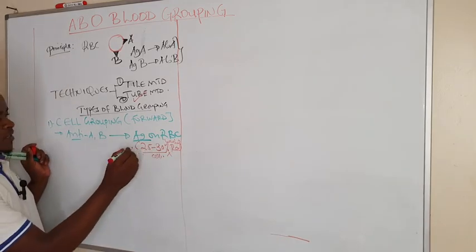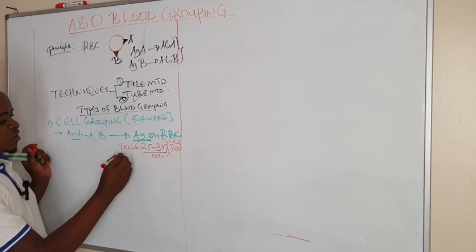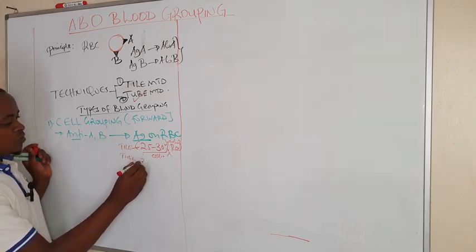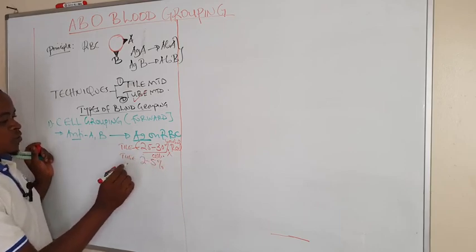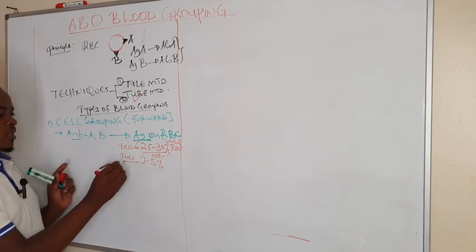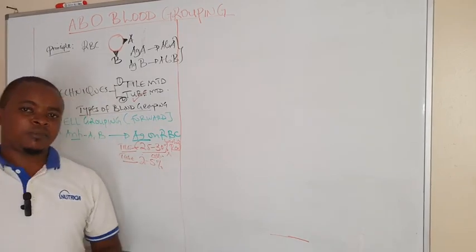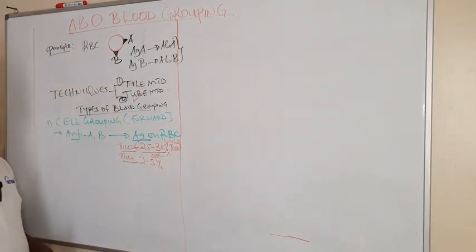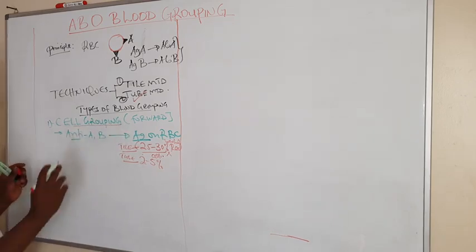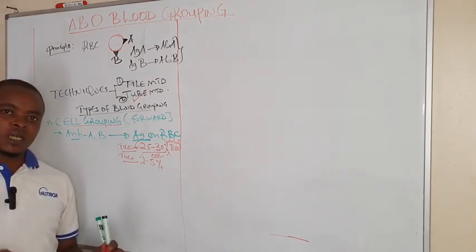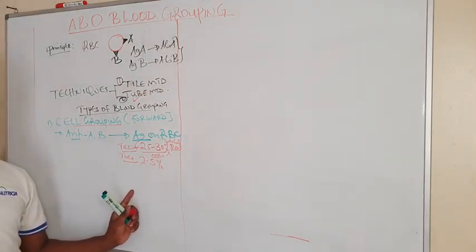This percentage is for the tile method. If we are going to use the tube method, we prepare 2 to 5%. So 2 to 5% is for the tube method, and for the tile method, we prepare 25 to 30% cells. This is what we look at under cell grouping: identifying antigens on red cells using known antiserums, and it can be done by both tile and tube method.